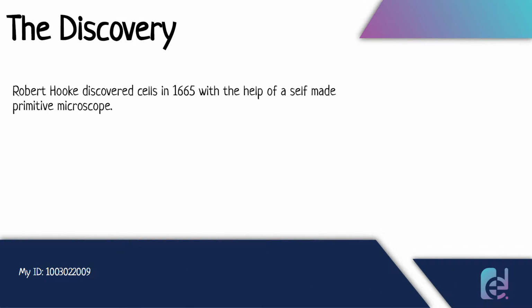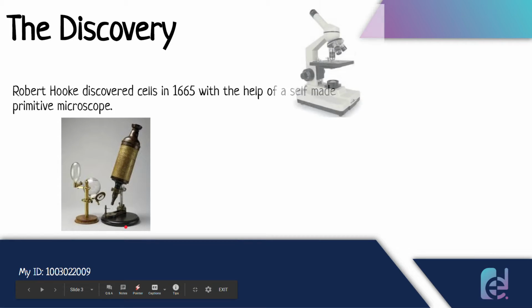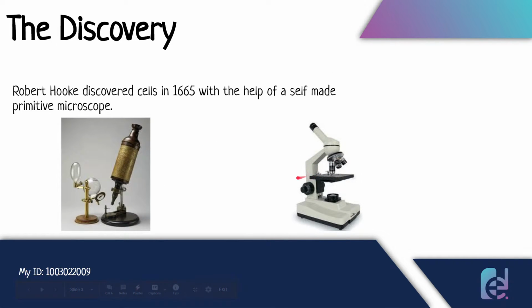So the discovery. Robert Hooke discovered cells in the year 1665 with the help of a self-made primitive microscope. This image on the left shows the microscope used by Robert Hooke to discover cells, and this microscope on the right is the modern compound microscope. With this, we can dive even deeper into the world of cells, and these days we even have electron microscopes through which we can study the composition of these cells.